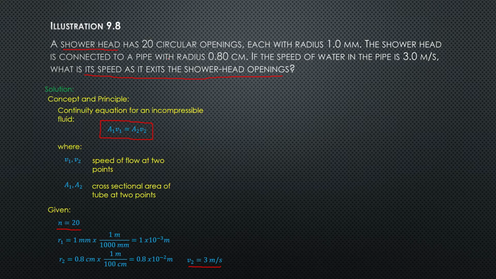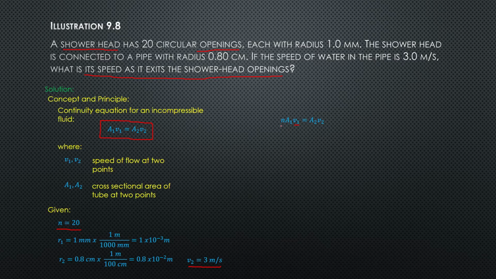So the speed of the fluid on the openings of the shower head. Now using this formula, at point 1 there are 20 circular openings, so we multiply by the volume flow rate at point 1, from the openings, which will be equal to the volume flow rate from the pipe. So we substitute and simplify this equation. We are solving for V1 at point 1, from the openings.